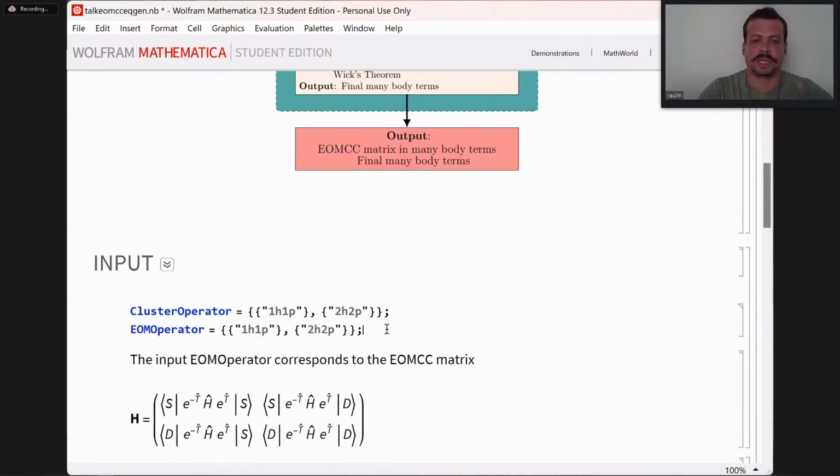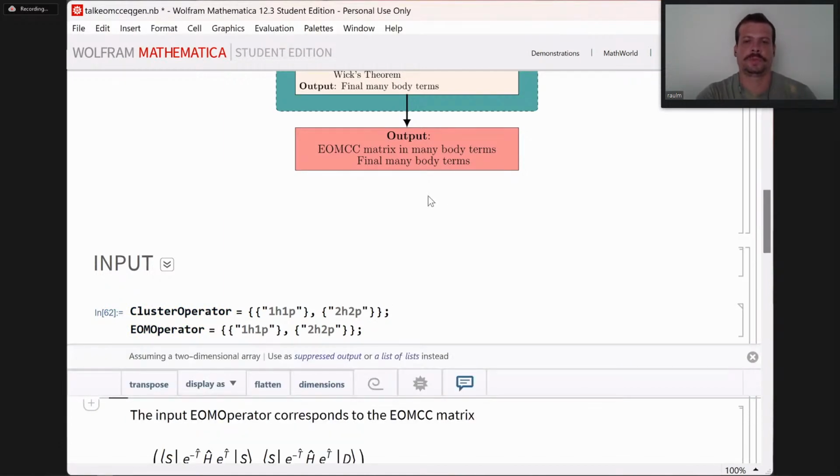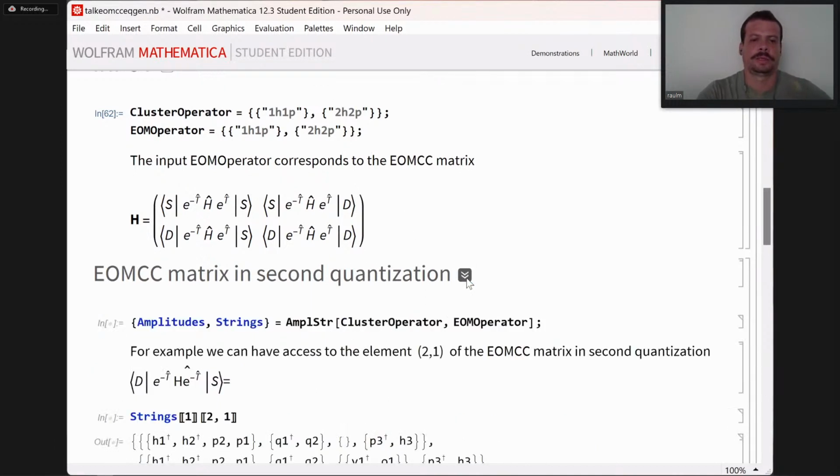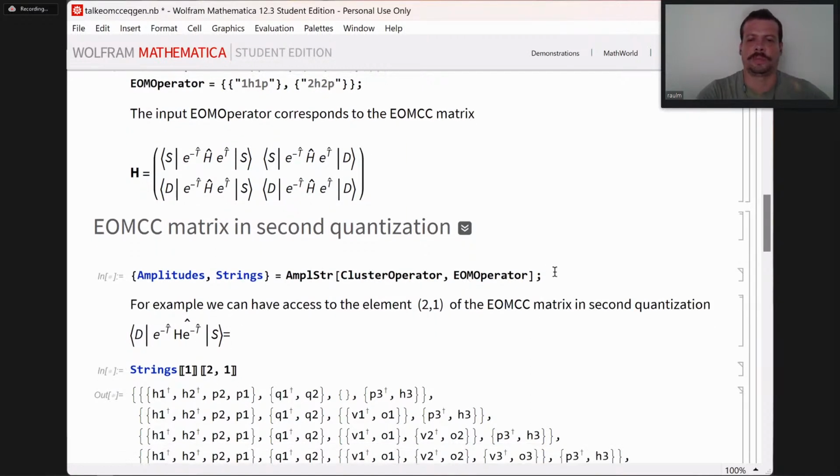So this is the input. Here I'm using this particle-hole notation. If I'm using this, it means that I have T1 and T2, and in the equation of motion operator, R1 and R2. What we are doing here is saying, okay, we want to work with this 2 by 2 matrix because the equation of motion operator contains R1 and R2. Then we generate the amplitudes and a string.